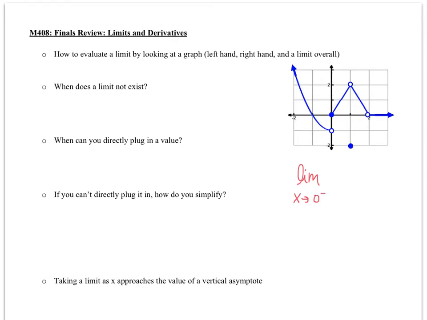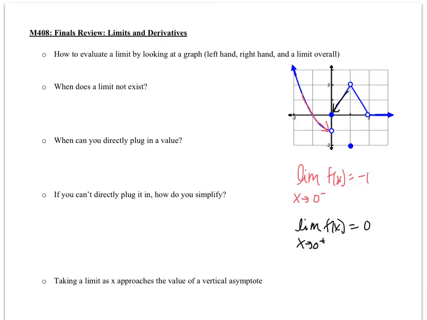from the left, basically that means as I am coming in on my graph from the left, what y value am I approaching? And in this case, I'm approaching a y value of -1. I don't equal -1, but that is what my graph is approaching. Now, if I were to look at the limit as x approaches 0 from the right, I would now be coming in on this direction. And as I come in from the right, my graph is now approaching 0.